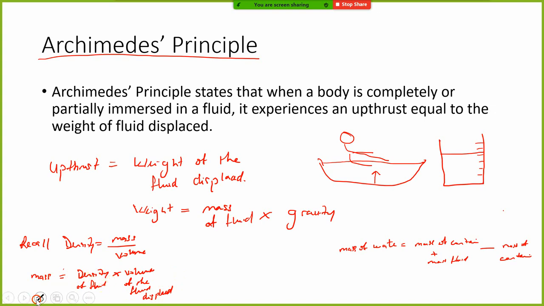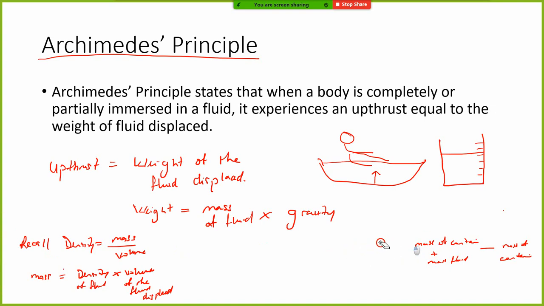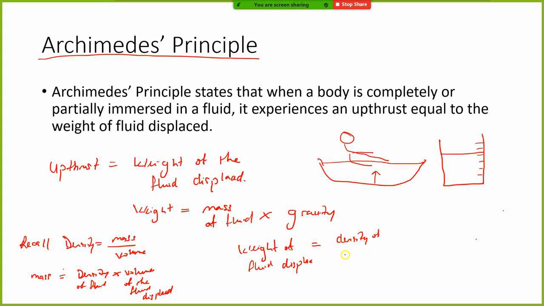So we can then rewrite the equation that says weight is equal to mass times gravity. I'm going to rewrite it so you can see. By rewriting that equation, this is what we now have. The weight of the fluid displaced is now equal to the density of the fluid times the volume of the fluid displaced times the gravity constant, which is the same thing as what is equal to the upthrust. Any questions for me?